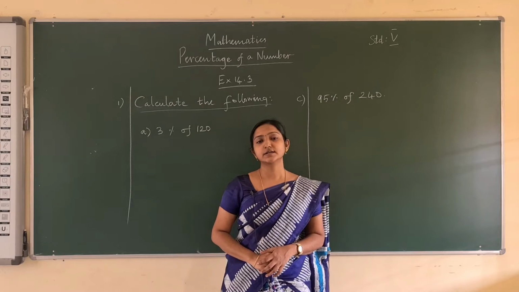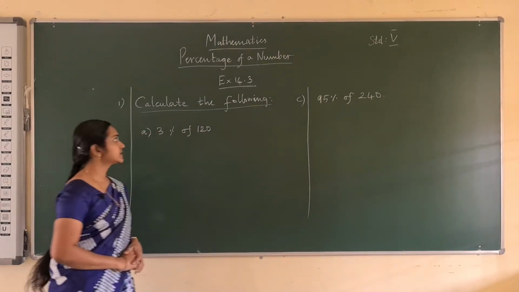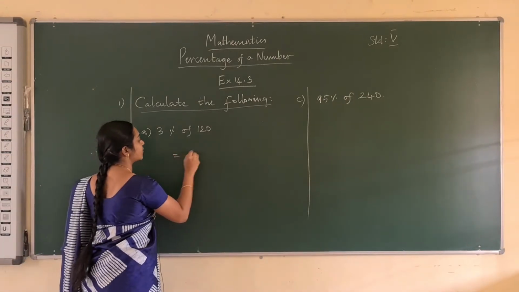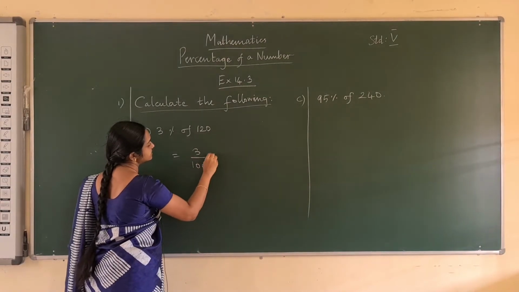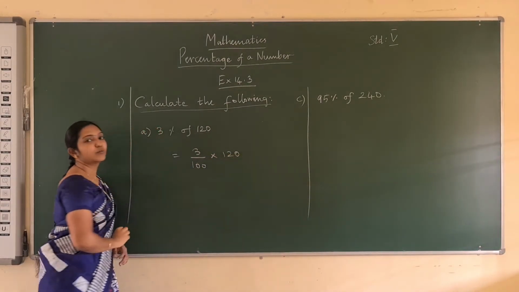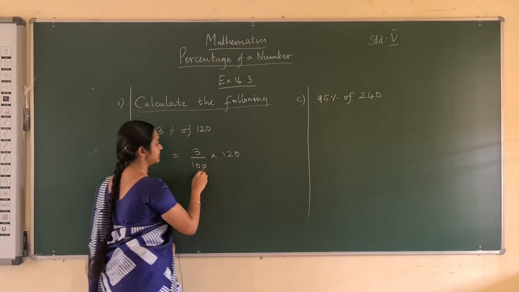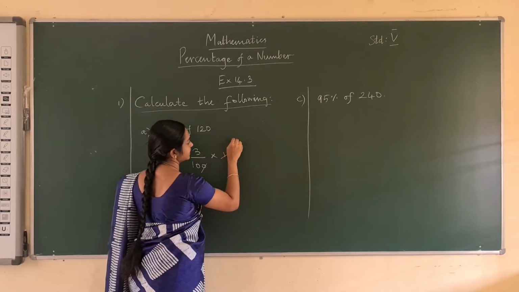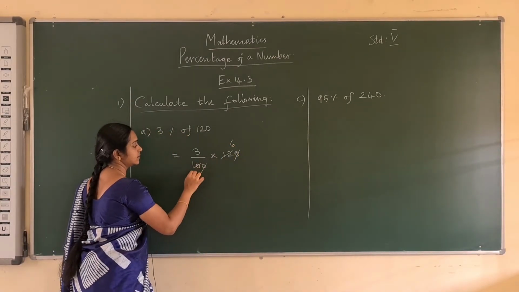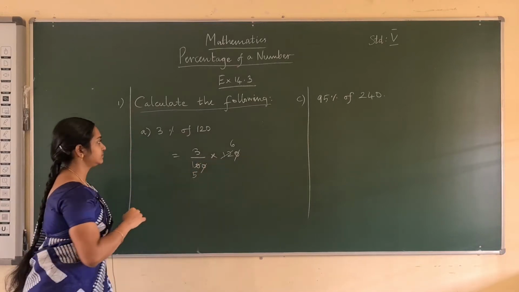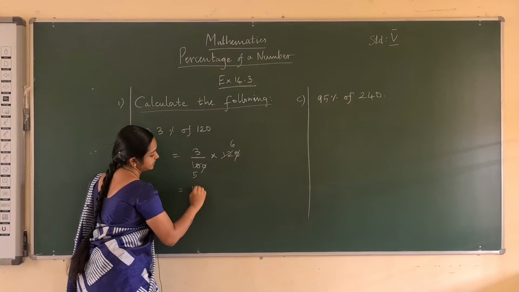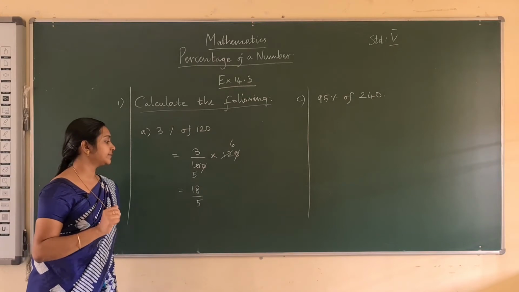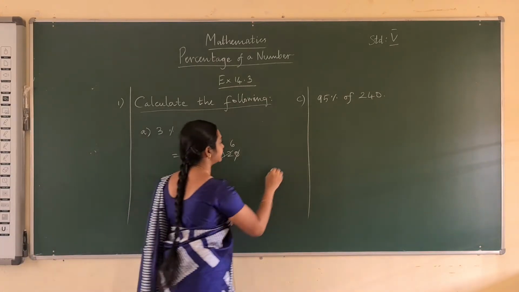We are going to solve exercise 14.3. The first problem is calculate the following. 3% of 120. 3% of 120 means out of 100 it is 3 and we have to find it for 120 number. Simplify 0 and 0. Next, 6 2s are 12, 5 2s are 10. Now it is 18 by 5. Multiply 6 and 3, 6 3s are 18, in denominator we have 5. So it is 18 by 5.